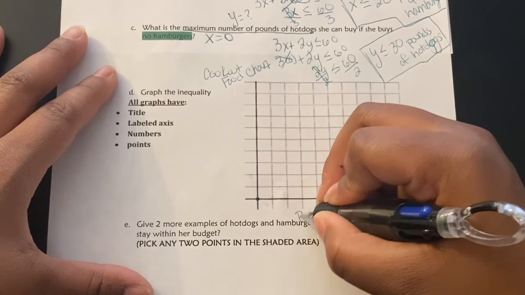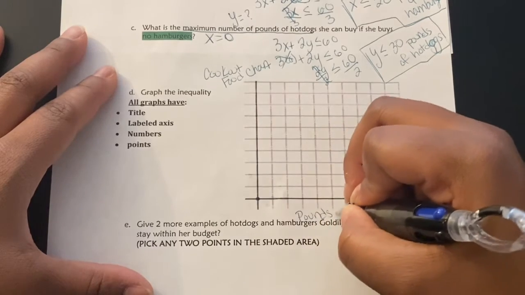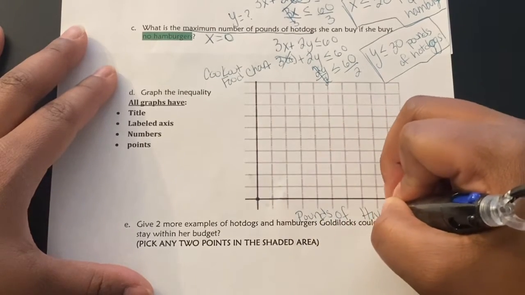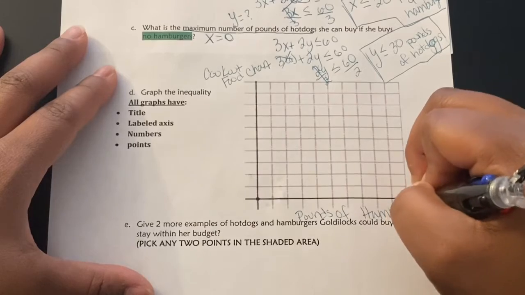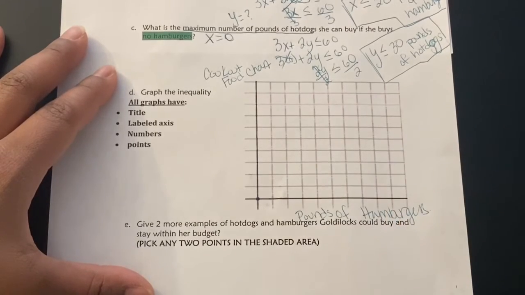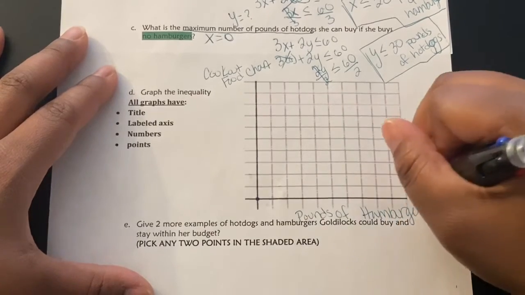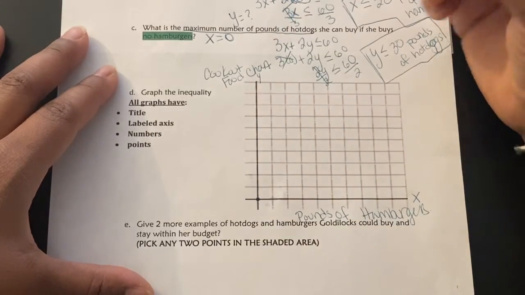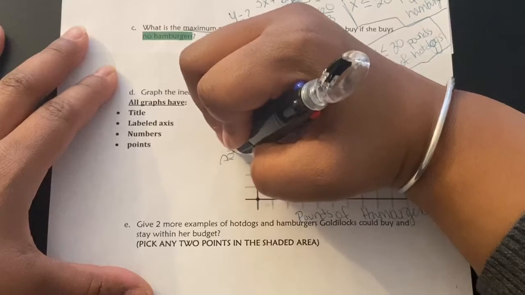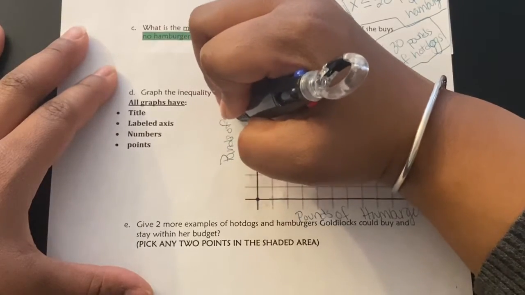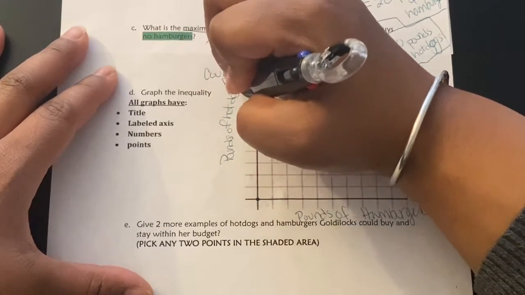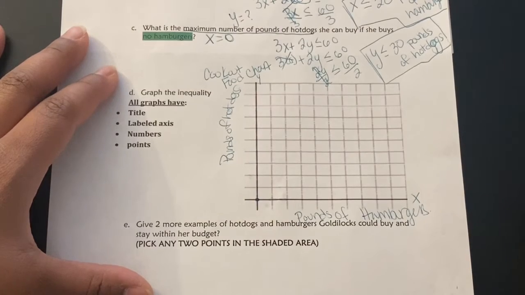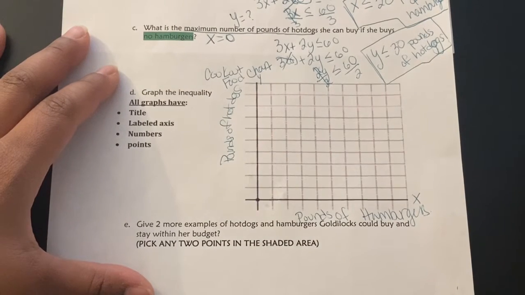So the pounds of hamburgers. Okay. And then we said, because it's the x-axis, and we said that y represented the pounds of hot dogs. So pounds of hot dogs. Okay. Now we need our numbers.